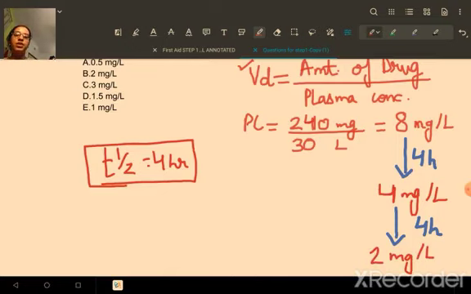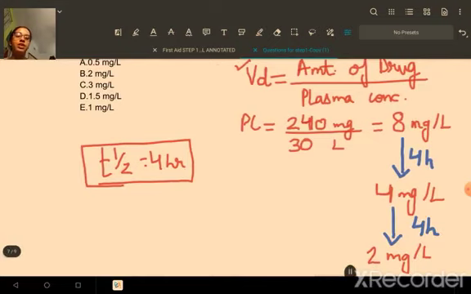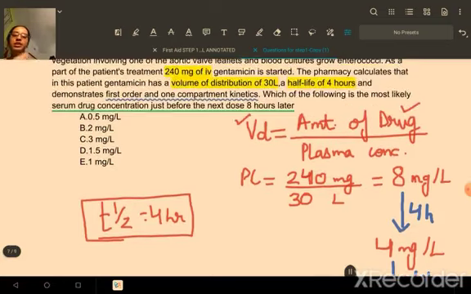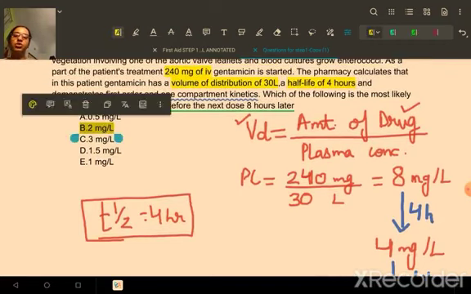What will be the serum drug concentration at the 8-hour interval? At the 8-hour interval, 2 half-lives have passed, so we get a serum drug concentration of 2 milligram per liter, and that is our option B here, 2 milligram per liter.